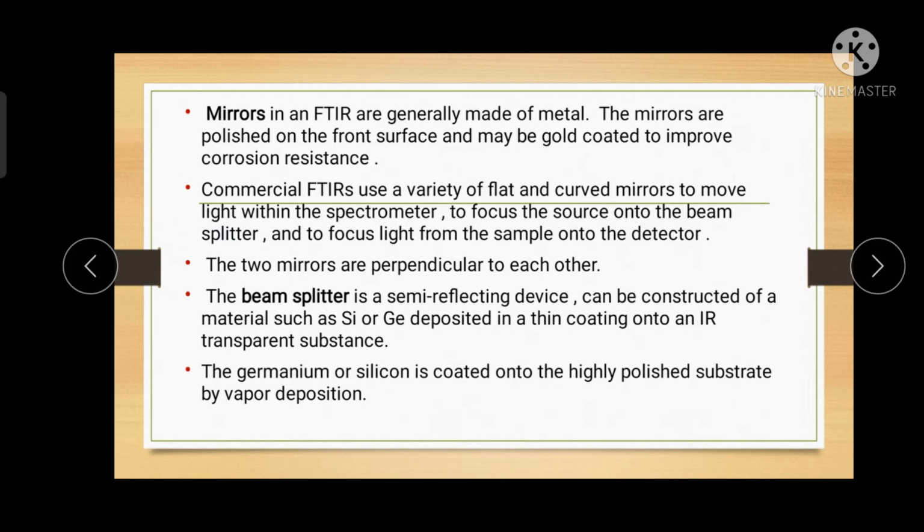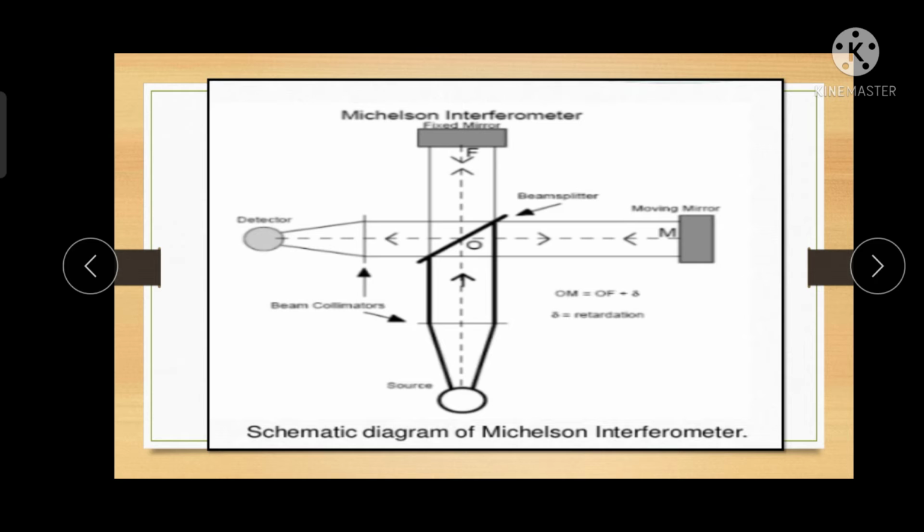So in this way we have the mirrors and the beam splitter. Now this is the schematic diagram of the Michelson interferometer. Generally it consists of a source, a moving mirror, a fixed mirror, the beam splitter, and the detector. Here the source is an IR radiation source. It emits radiation in all directions, but this radiation is collimated with the help of this beam concentrator and then focused onto the beam splitter.